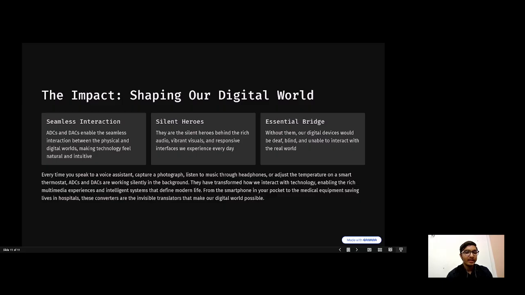So every time you speak to a voice assistant, capture a photograph, listen to music through headphones, or adjust the temperature on a smart thermostat, ADCs and DACs are working silently in the background. They have transformed how we interact with technology, enabling the rich multimedia experiences and intelligent systems that define modern life. From the smartphones in your pocket to the medical equipment saving lives in hospitals, these converters are the invisible translators that make our digital world possible.